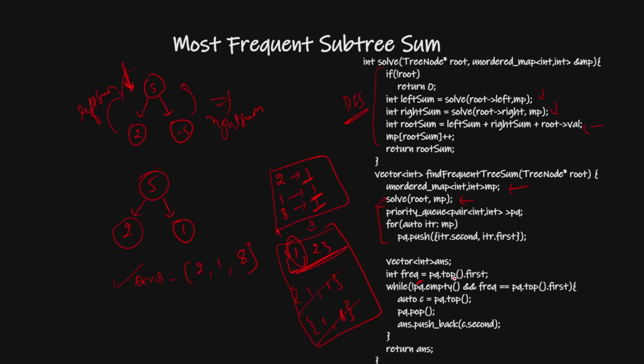Now let's understand the time and space complexity. For the DFS, our time complexity will be O(n), and for the priority queue, push and pop operations take log n. In the worst case there can be n items, so pushing can be n log n, and popping can also be n log n. So the overall time complexity will be n log n, and the overall space complexity for this map and the priority queue will be O(n). So this is the time and space complexity.